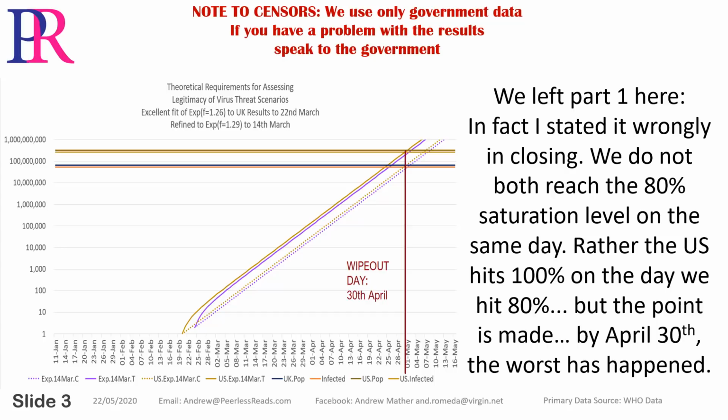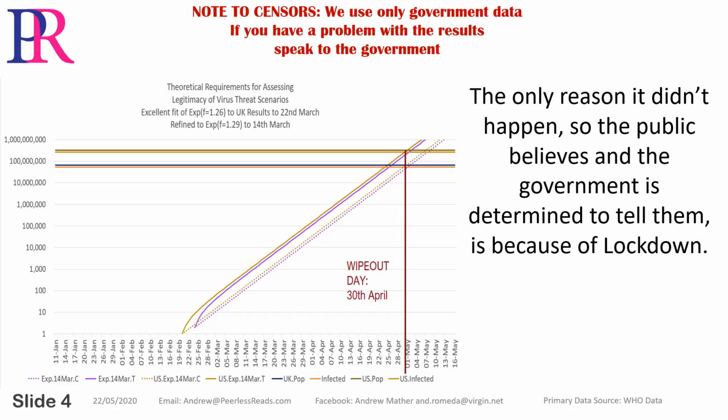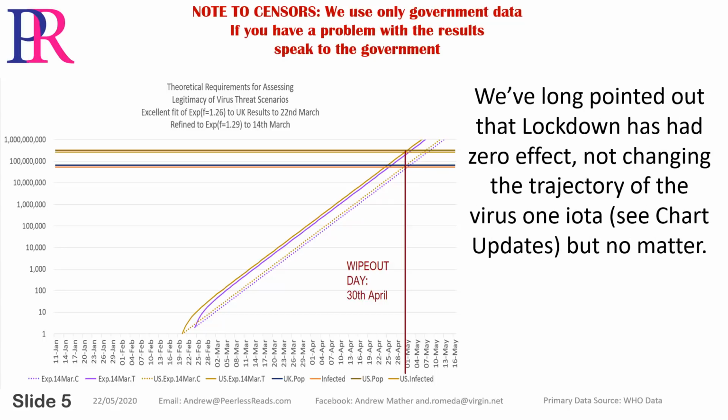By April 30th, the worst has happened. The only reason it didn't happen, so the public believes and the government is determined to tell them, is because of lockdown. We've long pointed out that lockdown has had zero effect, not changing the trajectory of the virus one iota, see chart updates, but no matter.